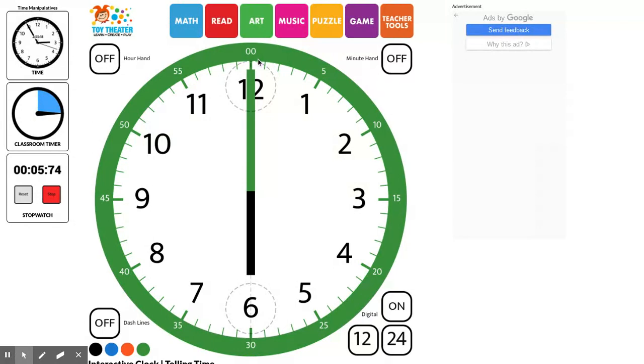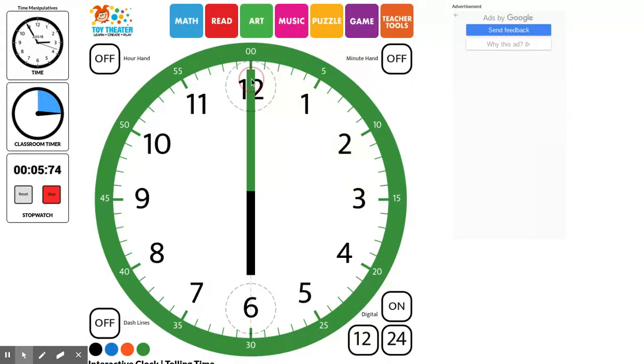The times that we've reviewed so far are o'clock, which is when the minute hand is pointing straight up. 15, so 15 minutes into the hour, when the minute hand is pointing through the 3 to the 15. The 30, which is halfway through the hour, and we've got the minute hand pointing through the 6 down to the 30. And then the 45, which is where the minute hand points through the 9, and that is 3/4 of the way through the hour.